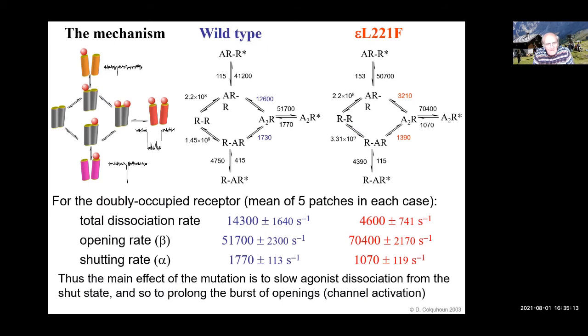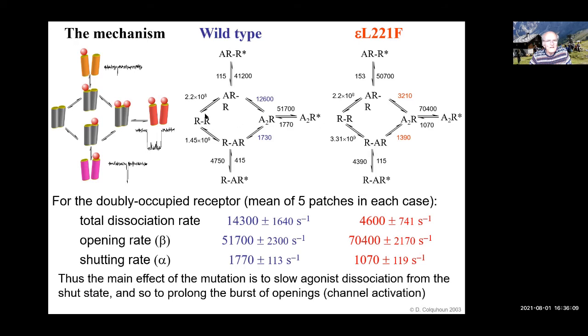Using this sort of mechanism for the myasthenic mutant receptor, this was a receptor which had a single point mutation from leucine to phenylalanine in the epsilon subunit, the one characteristic of the adult receptor. We're fitting a slightly more complicated mechanism than the ones we've mentioned so far in this case. We're allowing the two binding sites on the receptor to be different.